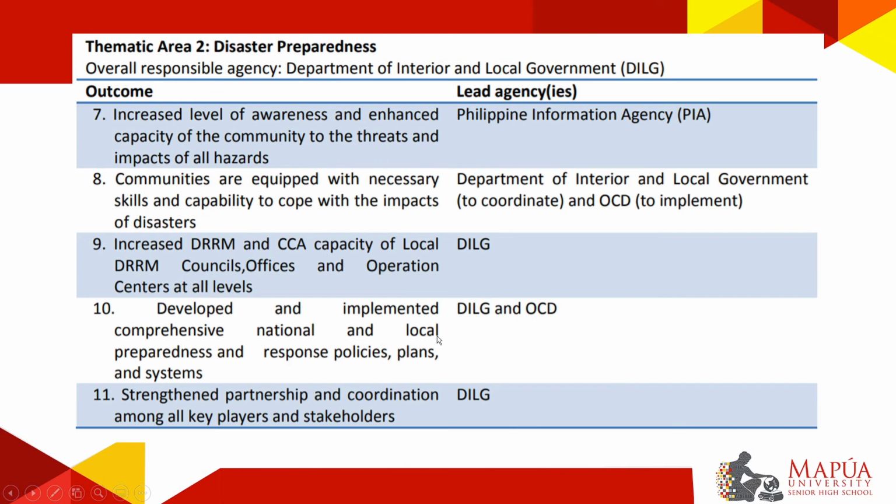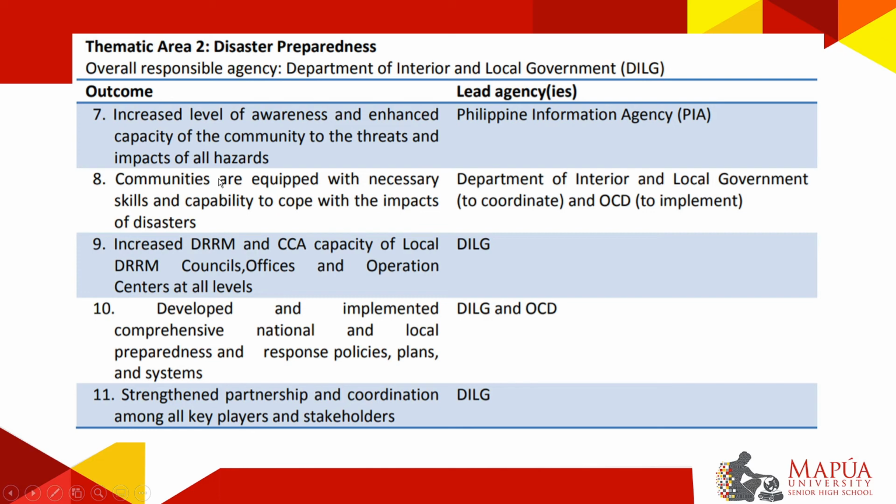For theme 2, the thematic area 2 is on disaster preparedness. The responsible agency is the DILG, or the Department of the Interior and Local Government. For each outcome, there is a lead agency. For example, in increased level of awareness and enhanced capacity to the threats and impacts of all hazards, the Philippine Information Agency is the one who is leading that.